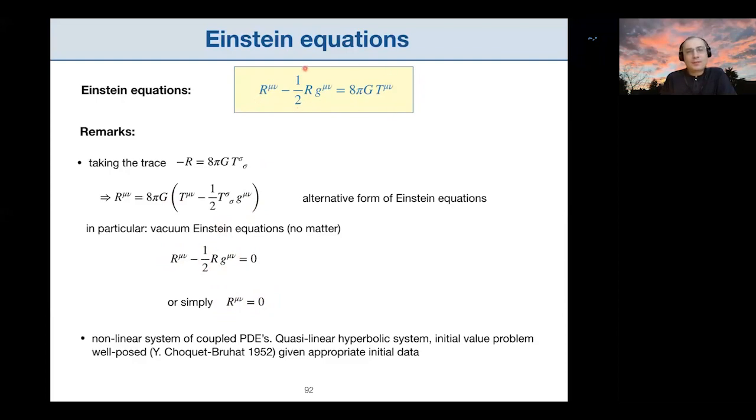From mathematicians' perspective, the Einstein equations are a bit of a complicated system of coupled partial differential equations for the components of the metric tensor. But if you work a little bit harder on their form, you can recast them in a special way as what is called a quasi-linear hyperbolic system. Quasi-linear simply means that the terms with highest derivatives have a particular form. Hyperbolic means that roughly it behaves more or less like the wave equations, but not quite.